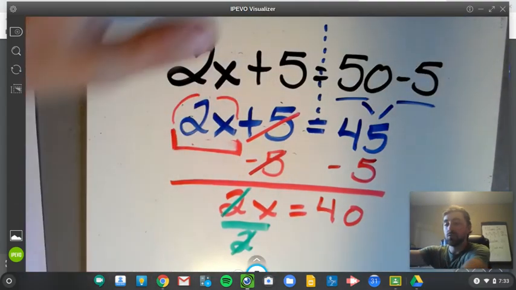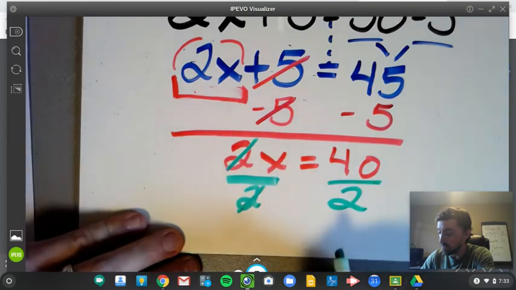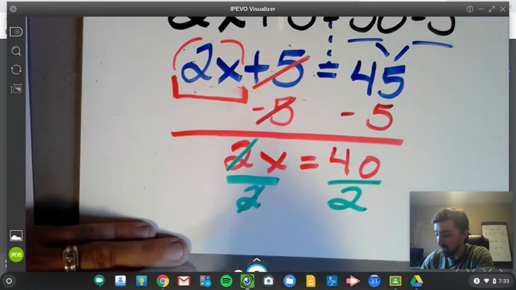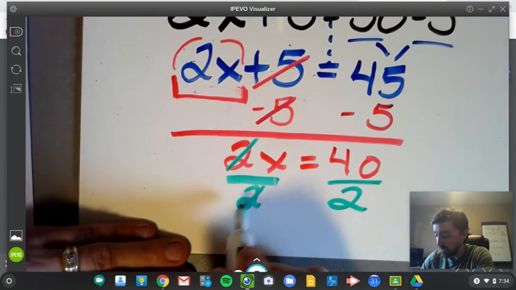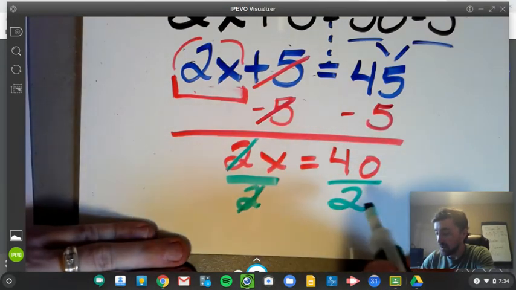Whatever we do to one side, we want to do to the other. So we divide the other side by 2. All of a sudden, because 2 times x is the opposite of divided by 2, we can cross those out. And x is equal to 40 divided by 2.